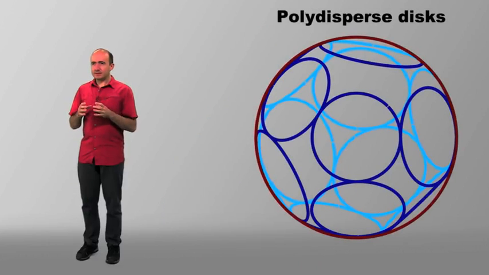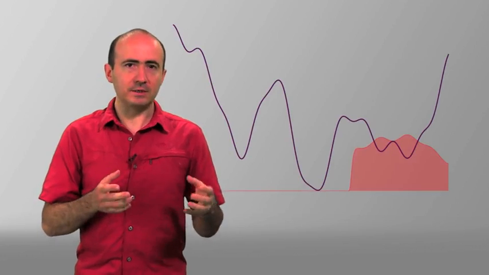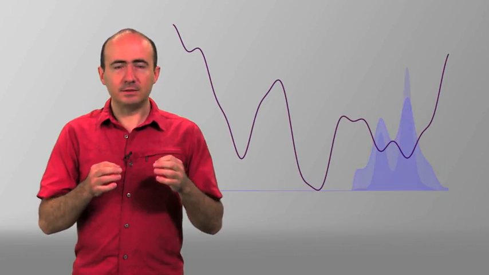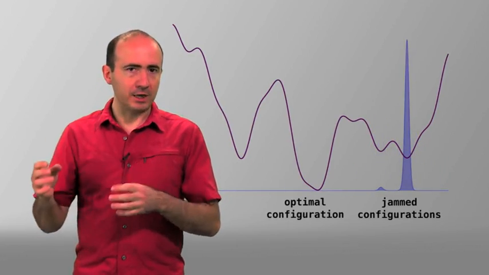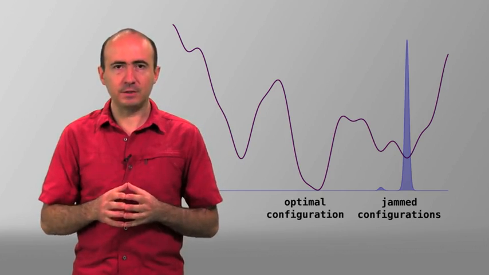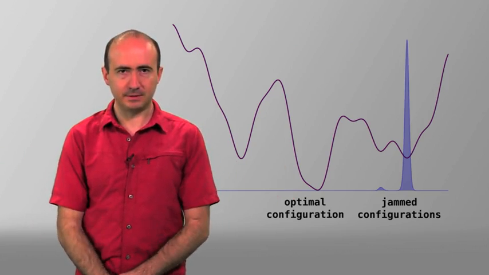For the case of the polydisperse disks on a sphere, that is to say, disks with varied radius, this is what happens. The disorder prevents the system from reaching its optimal configuration and leads the system into one of the jammed configurations whose basin of attraction is much larger than in the case of the monodisperse disks.